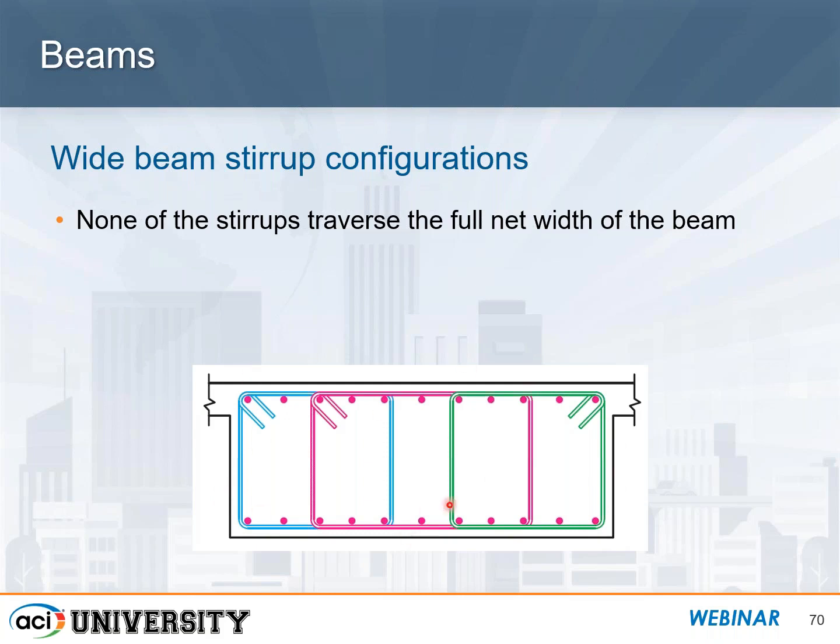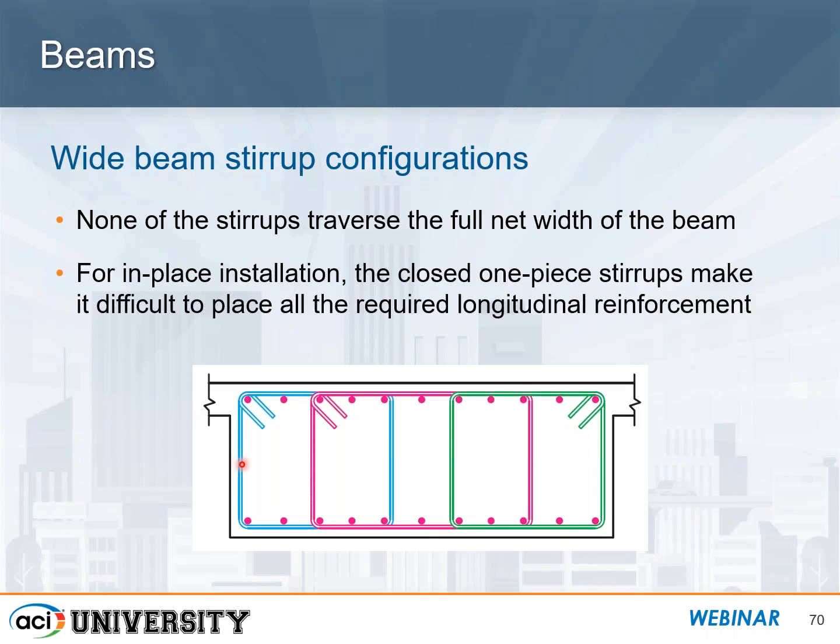When you have all of these different pieces, then somebody has to start measuring what's the correct cover that needs to be provided in those cases. So that's one disadvantage. The other disadvantage is having these closed one-piece stirrups once again. If everything's being built in the field, trying to thread the bars, especially through these wider beams, is going to be a very difficult undertaking. So for those 2 reasons, it's best not to provide a stirrup configuration for a wide beam as shown here.